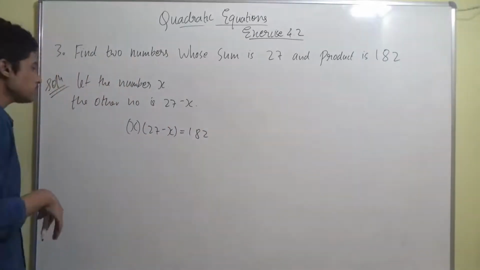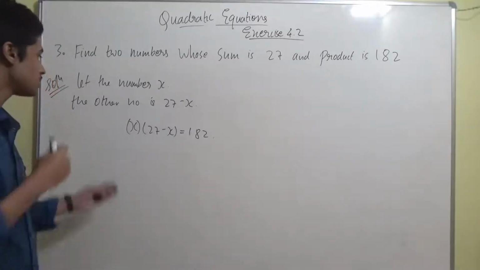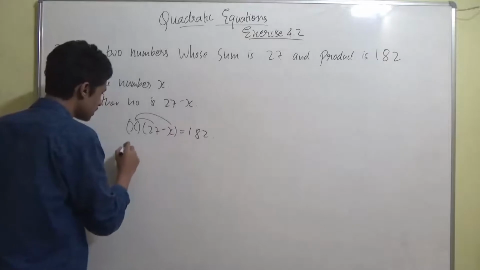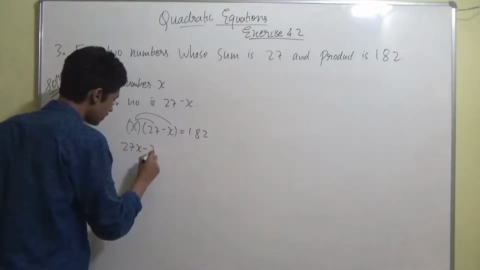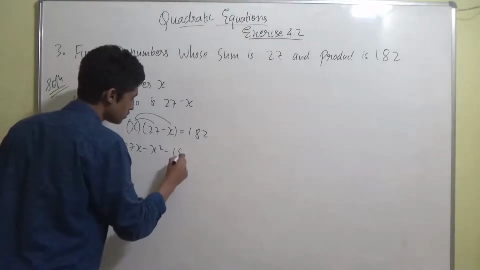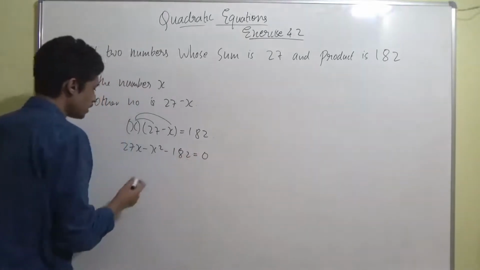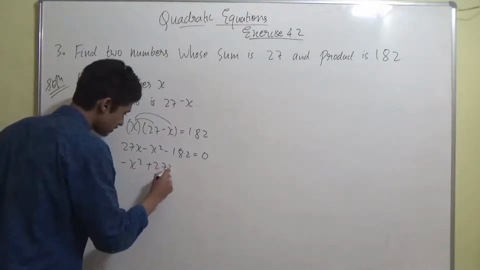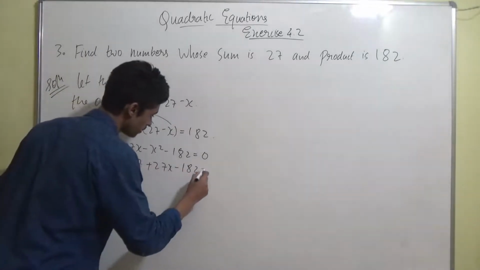Okay guys, now let's expand it. We'll just multiply it, right? So this becomes 27x minus x square. I'll bring 182 this side on the LHS. It becomes minus 182 equal to 0. If I rearrange this properly, it becomes minus x square plus 27x minus 182 equal to 0.